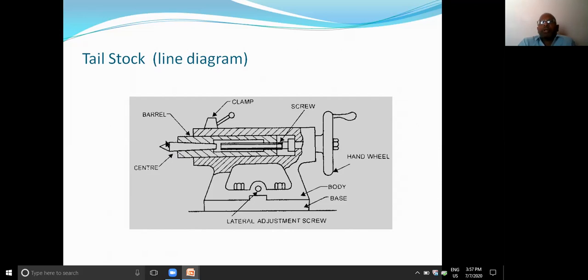So this is the simple movement of this dead center with the help of the hand wheel and with the help of this tailstock system.